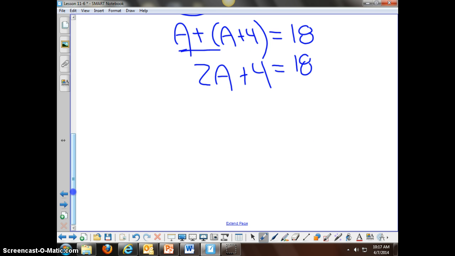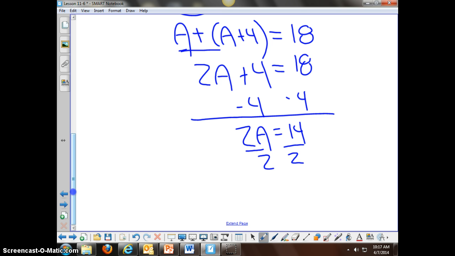Then Amin, subtract 4 from both sides. And you get 2A equals 14. Then you divide by 2. Yep. Then you get A equals 7. So we know Ahad swam 7.